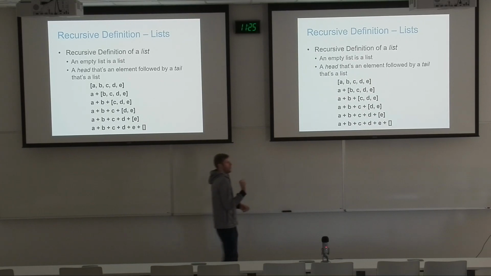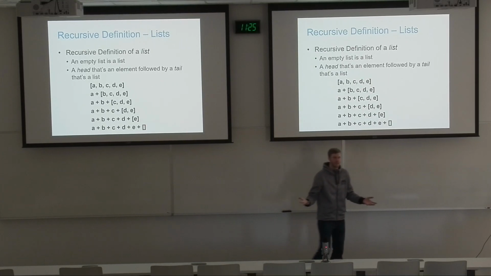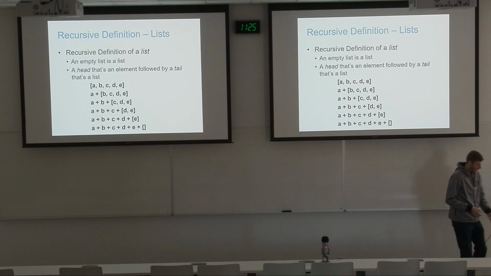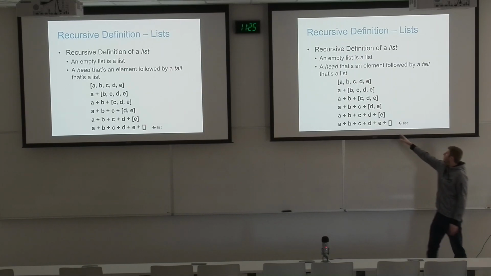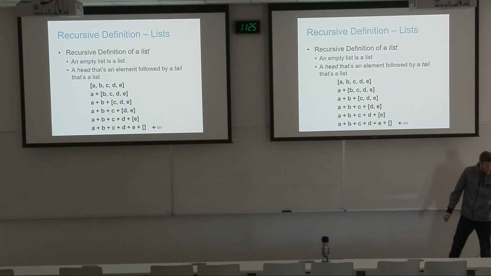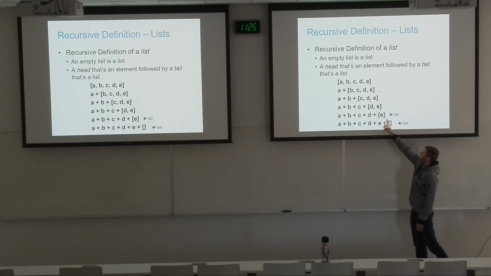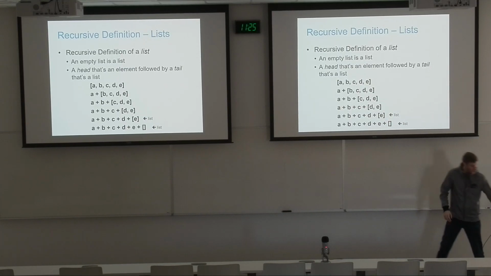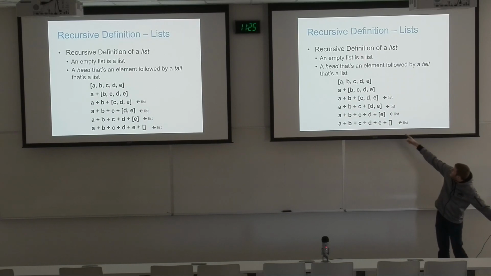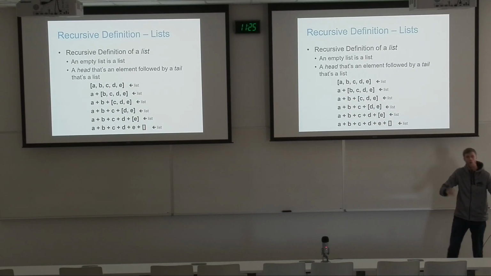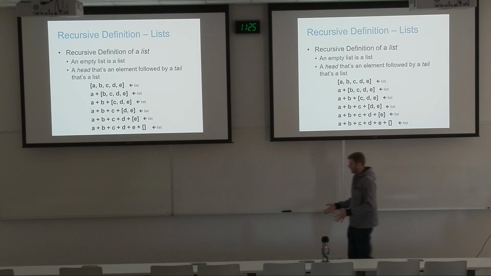So now, do I have a list? Can I answer this question? We can. Because here, we know that this is a list, which means that this is therefore a list, because we have the head back in, which therefore tells us that that's a list, that's a list, that's a list, that's a list. Now we answered the question, is it a list?